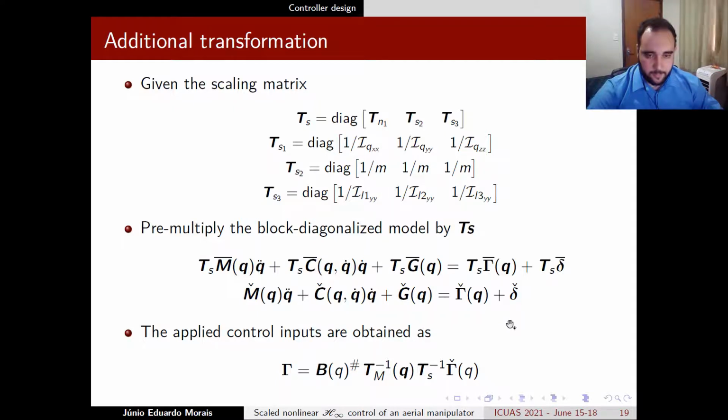Finally, after applying both of these transformations, the original control inputs applied to the system can be calculated by using the pseudo-inverse of the control inputs matrix, and the inverse of the transformation matrices Tm and Ts, and the control law gamma check that we will calculate in the next slide.